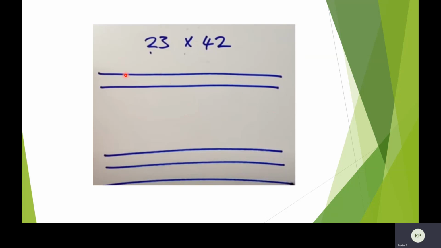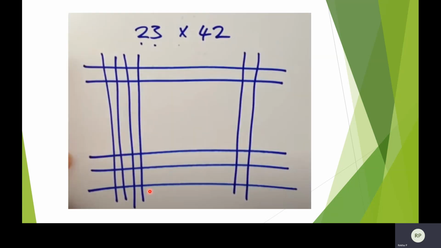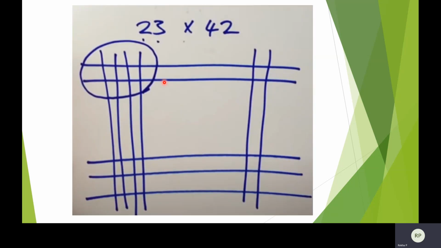So now since you have drawn this line 23 in a horizontal position, draw 42 in a vertical manner. Okay, you have represented 42, 4 lines and then 2 lines. So now 23 has been represented, 42 has been represented. So now what you have to do? You have to group it diagonally.